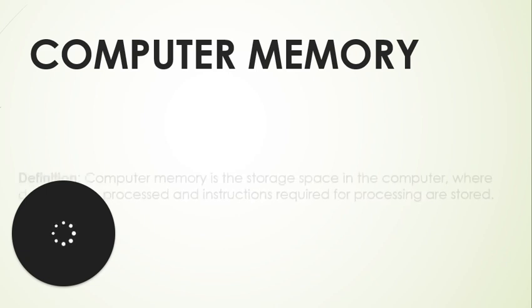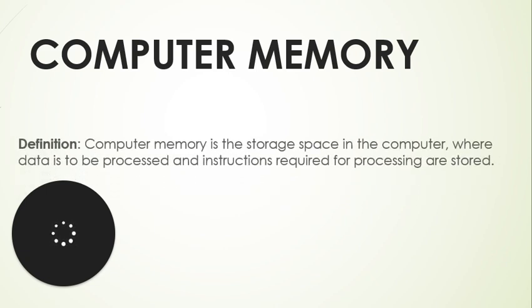And for the definition, computer memory is the storage space in the computer where data to be processed and instructions required for processing are stored. So this means that it's the storage place where the data to be processed and the instructions required are stored. We'll now look at the types of computer memory.